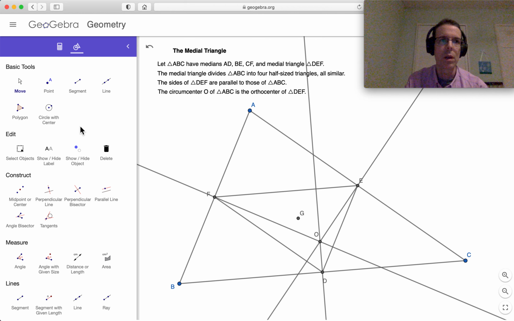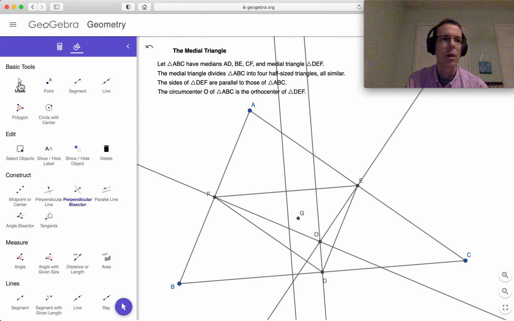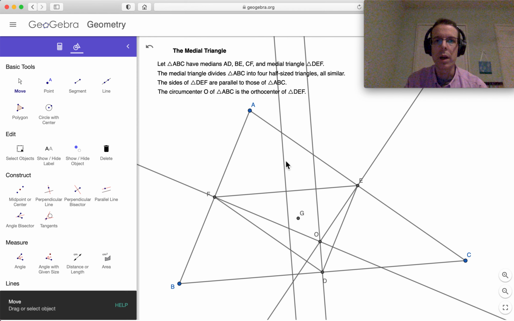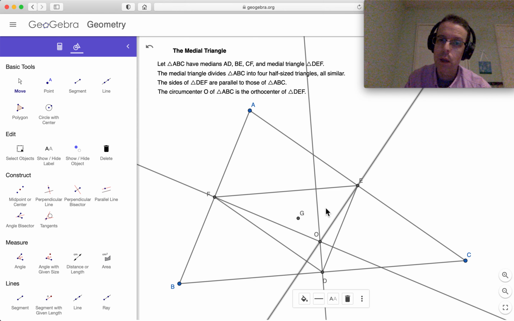EF has its perpendicular bisector. I can construct it if I want it. It's there, but that's kind of not the point right now. The point is that this line that I've already constructed is not the perpendicular bisector of EF. Neither is this line here the perpendicular bisector of ED. Neither is this line the perpendicular bisector of DF. But they do appear to be perpendicular to those lines.